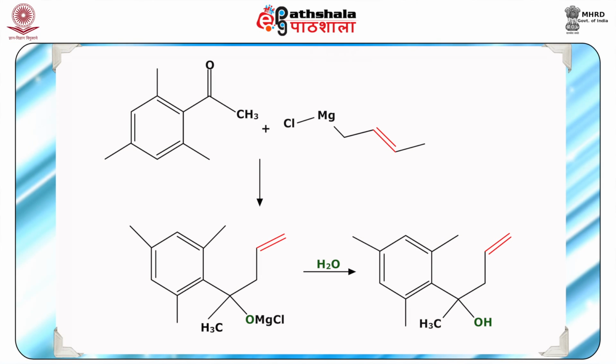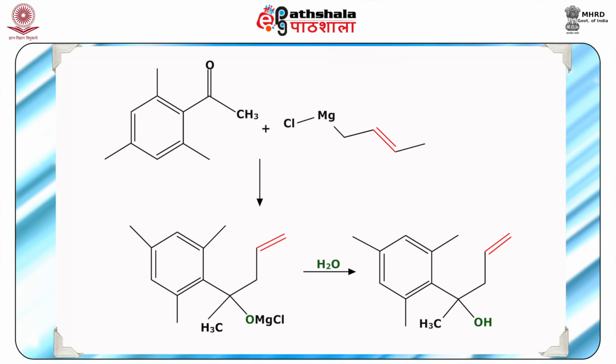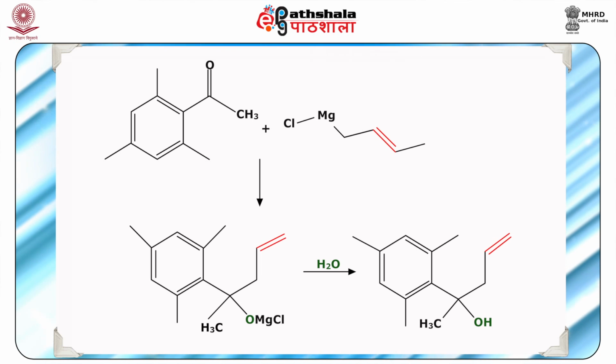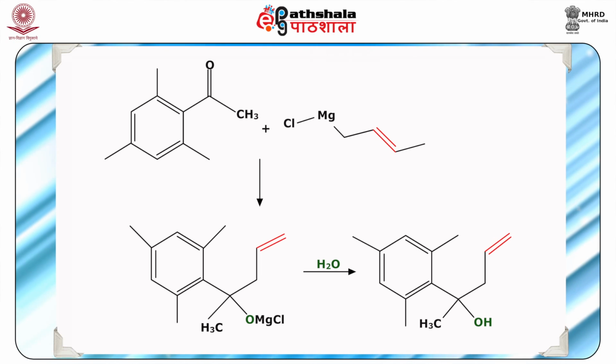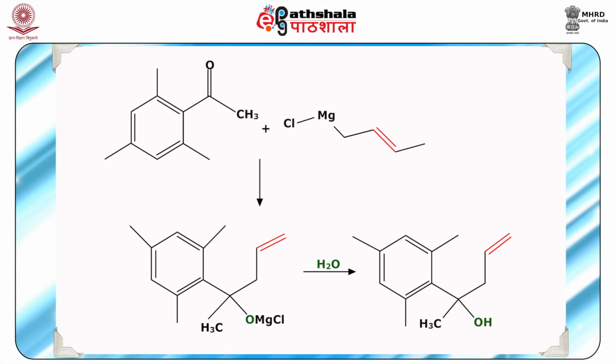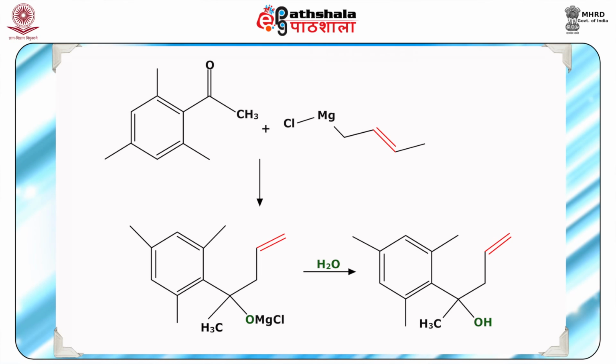Another example of SE2' reaction with allyl magnesium substrate giving rise to rearrangement product is as shown here. You can notice that when this substituted acetophenone is reacted with this allyl having MgCl at the allylic position, then what we get is this intermediate product which further on hydrolysis will give this alcohol. So, here again you can notice that there is a rearrangement which is happening.